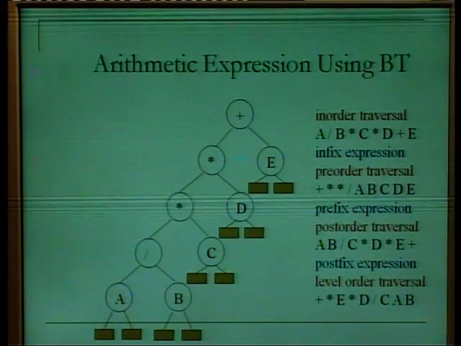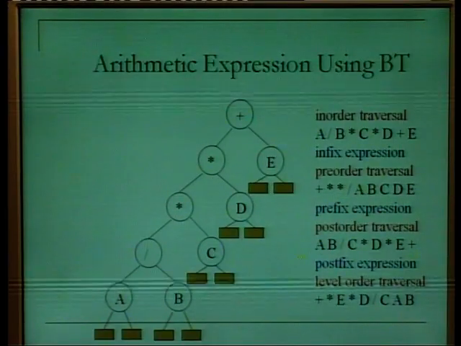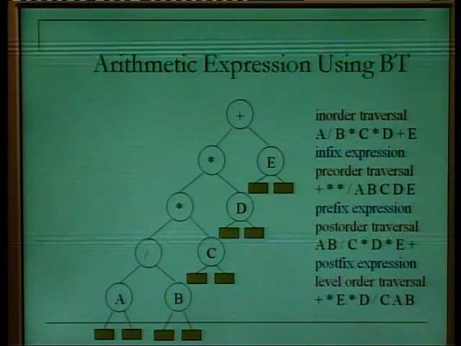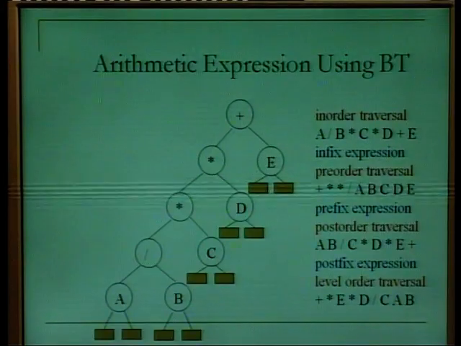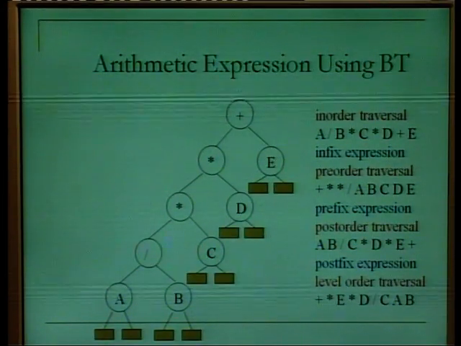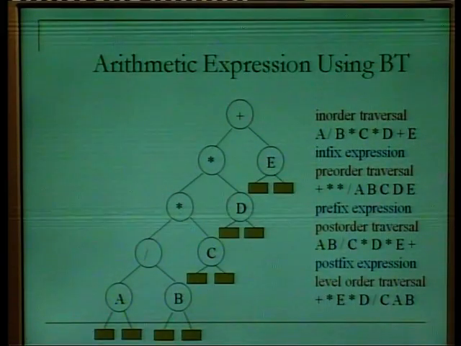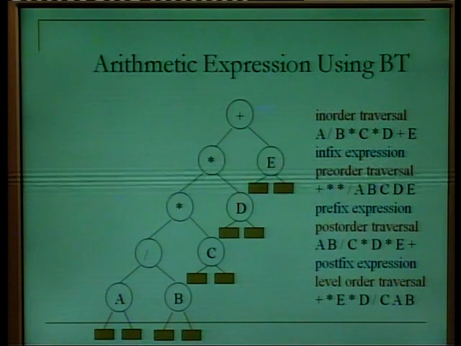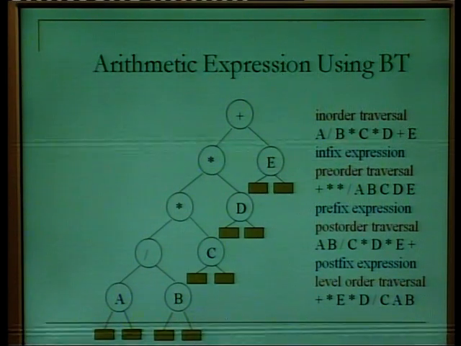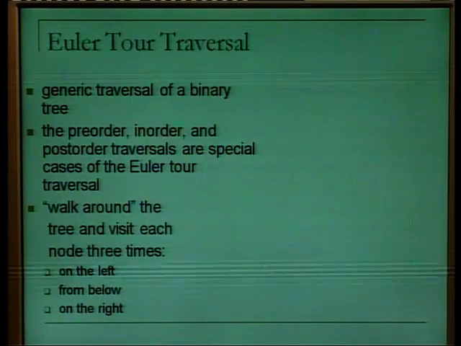For pre-order traversal of this tree, there comes addition, multiplication, then division, and after that all the operands come like A, B, C, D and E. And if we study the postfix expression, then it is plus, addition, then multiply E, then multiply D, division, and then C, A and B.